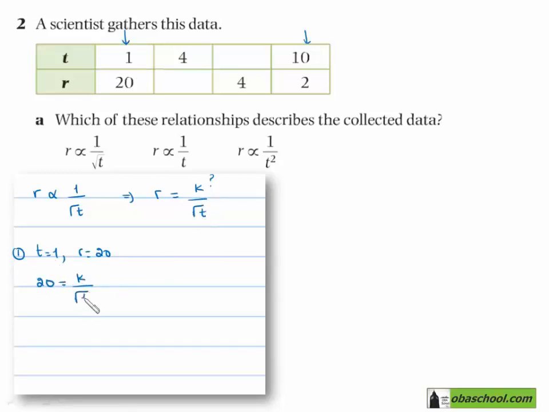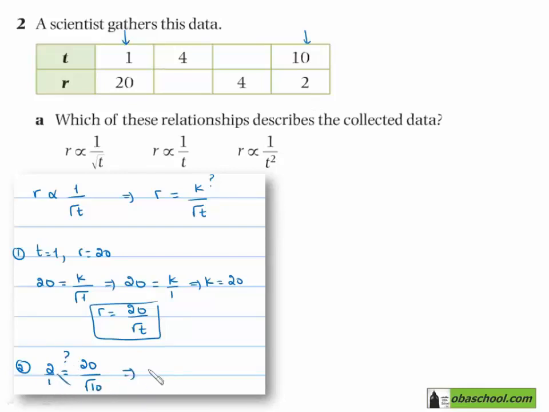Let's go for the first one. The first one is 1 and 20, so t is equal to 1, r is equal to 20. Fill in the blanks, so 20 is equal to k over square root of 1, and that is 20 over 1. So r is equal to 20 over square root of t. As for the second one, you have 2 is equal to 20 over the square root of 10. And that is solved through cross multiplication. 2 into square root of 10 is equal to 20, and that is not true. So the first one does not work.